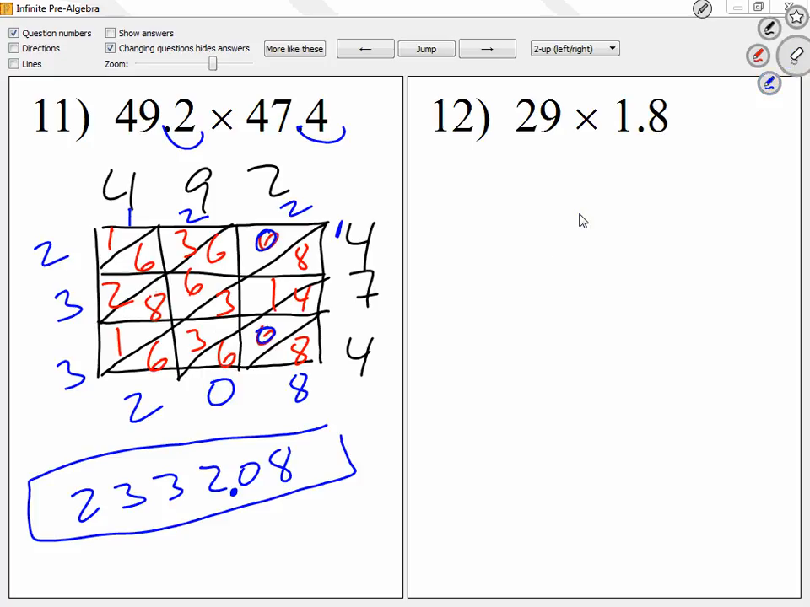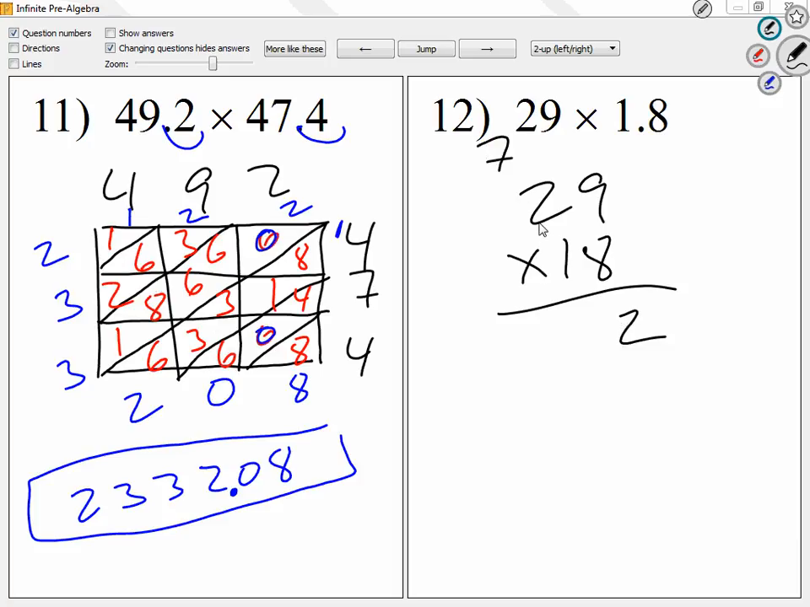Alright, for the traditional way, once again, what I call traditional, I'm going to go 29 times 18. And the way you guys know it. 8 times 9 is 72. Carry the 7. 8 times 2 is 16 plus 7 is 23. For the next one, 1 times 9 is 9. Do keep in mind that I start 1 to the left, and 1 times 2 is 2.